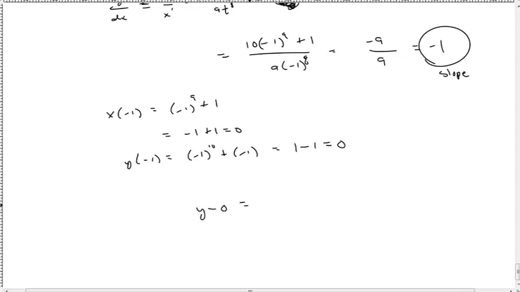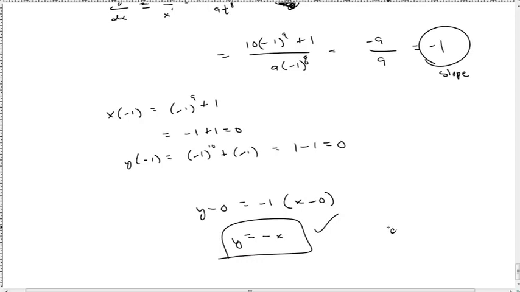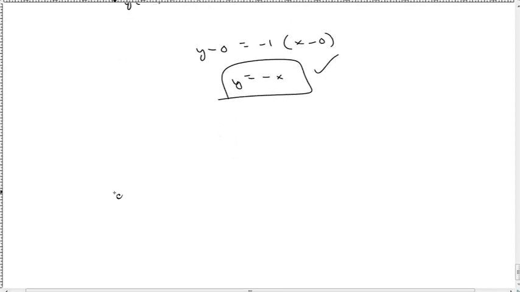So y minus 0 is equal to -1 times x minus 0. Simplify it down, and you basically just get this guy right here, which is good. That's your answer. That is the equation of the tangent line at t equals -1.